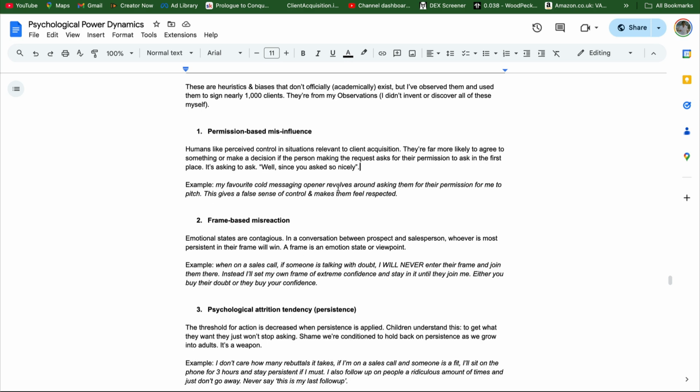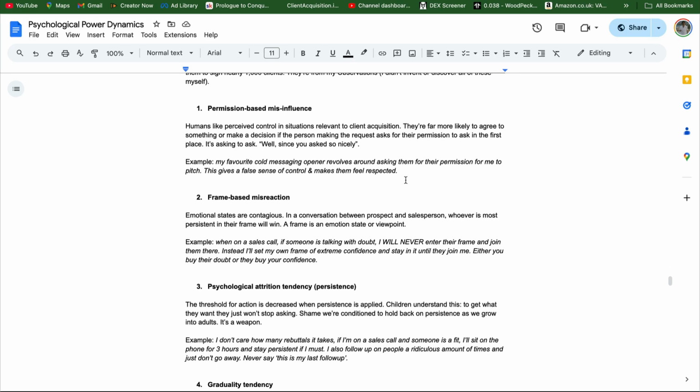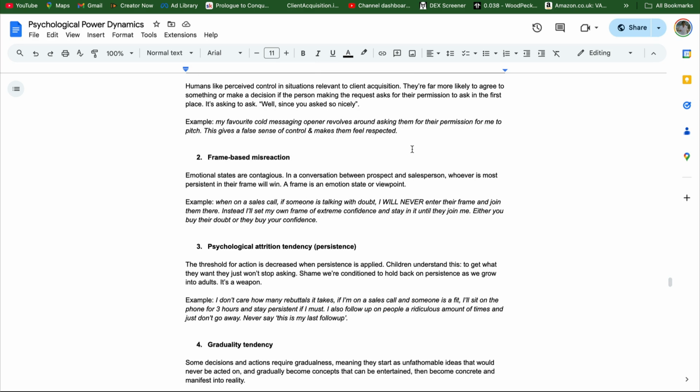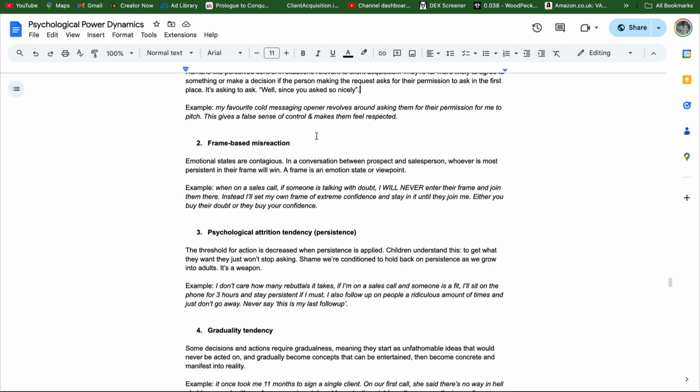So an example, my favorite cold messaging opener revolves around asking them for their permission for me to pitch. This gives a false sense of control and makes them feel respected. Like, look, I know you're a super busy woman, but if this sounds at all interesting, you just give me a thumbs up and I'll send you the blah, blah, blah, blah, blah, right?